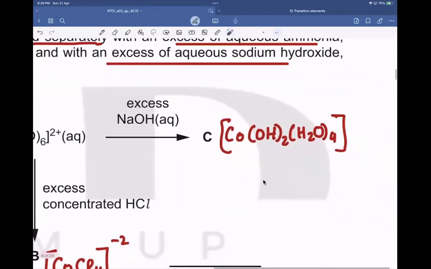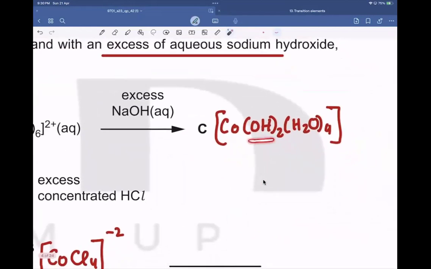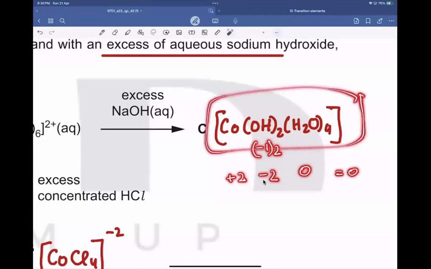Now, if you look over here, there are 2 hydroxides. Hydroxide is -1, and there are 2 hydroxides, which makes it -2. Water is 0, and we know from the first complex that the cobalt is +2. So +2 and -2 makes the whole charge 0. So that's why I didn't put a charge over here. Is it clear?